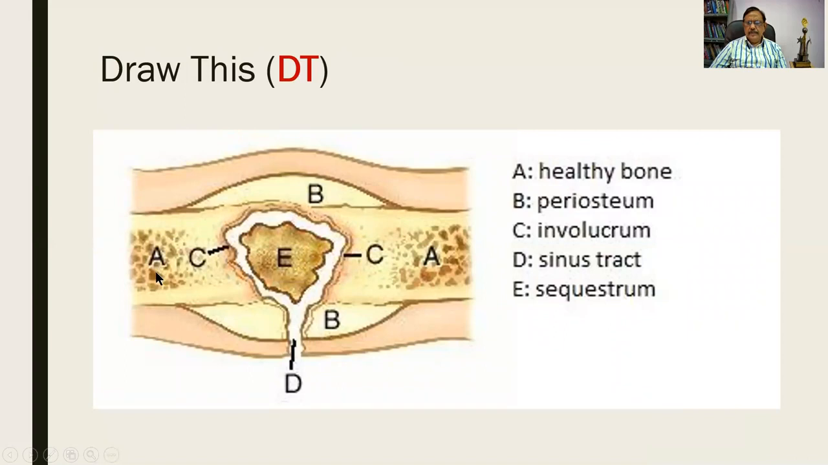This particular picture is fantastic for us to draw. Here there is a healthy bone. A is a healthy bone and B is the periosteum, surrounding tissue. C is the involucrum. Involucrum is the formation of new bone around the dead tissue. E is the sequestrum or the dead bone. And D is the discharging sinus tract. Please remember this. It is a beautiful picture, very easy for you to draw, and it will fetch you marks.